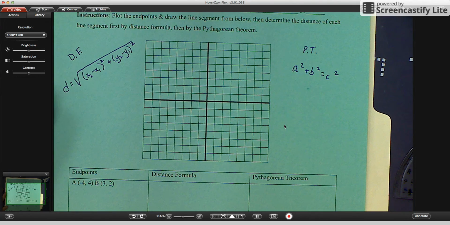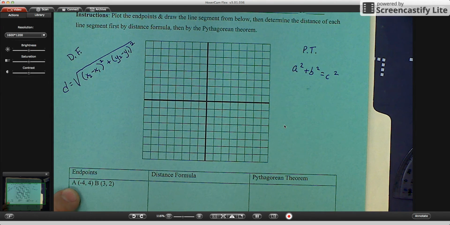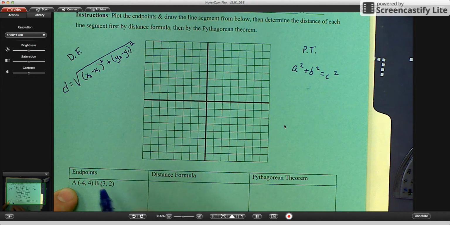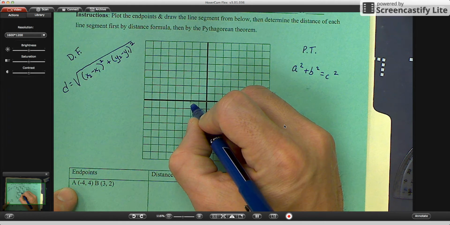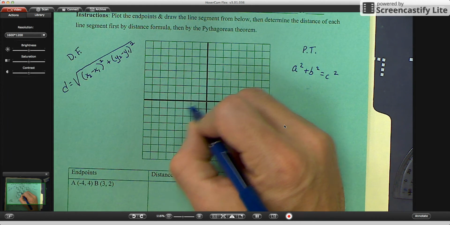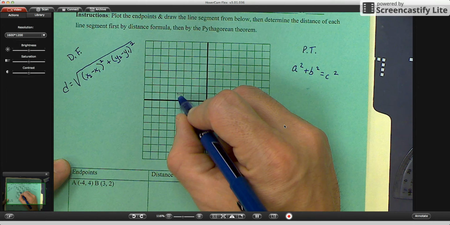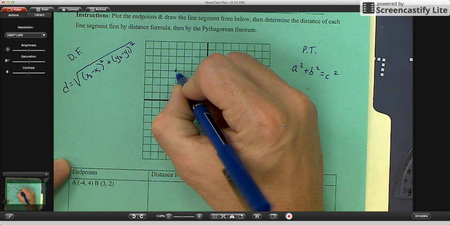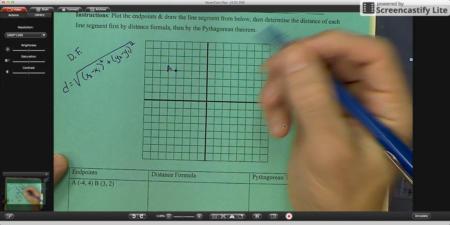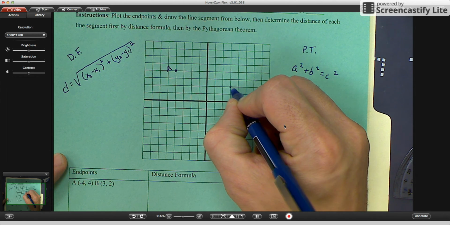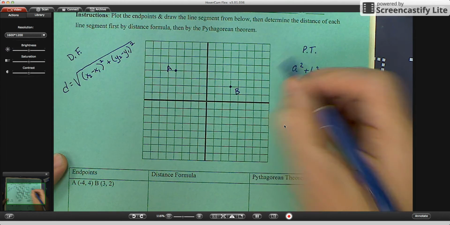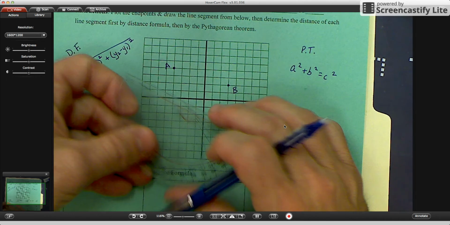Okay? And now we're going to come down here and we see our points. We have a point A of negative 4, 4, and B of positive 3, 2. So negative 4, 1, 2, 3, 4 over, 1, 2, 3, 4 up, that's A. And then B of 3, 2. And I'm going to use my straight edge right now. I'm going to draw that line.